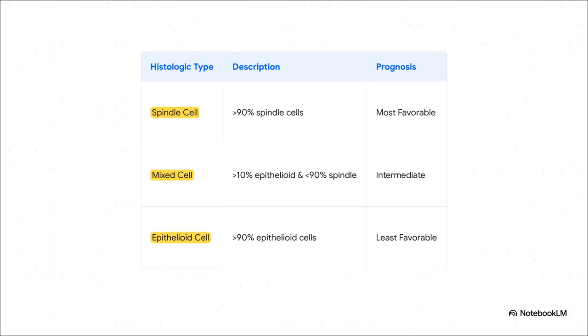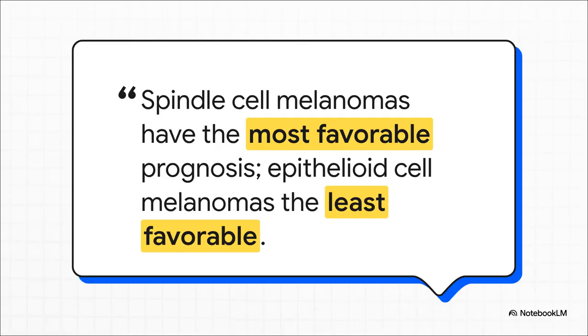The more epithelioid cells you see, the higher the patient's risk. And hey, don't just take my word for it. The protocol itself puts it in black and white. Spindle cell melanomas have the most favorable prognosis, and epithelioid cell melanomas the least. This isn't just some academic exercise. Your call on cell type has a direct, profound impact on predicting that patient's survival.